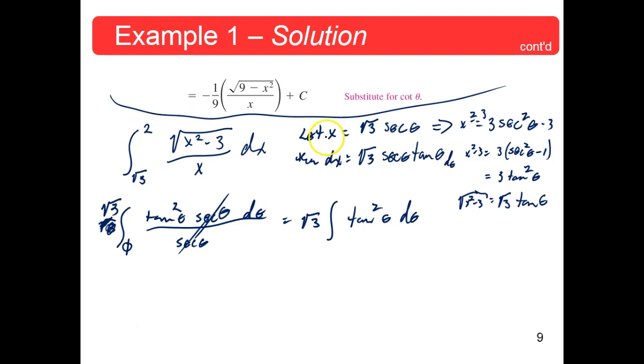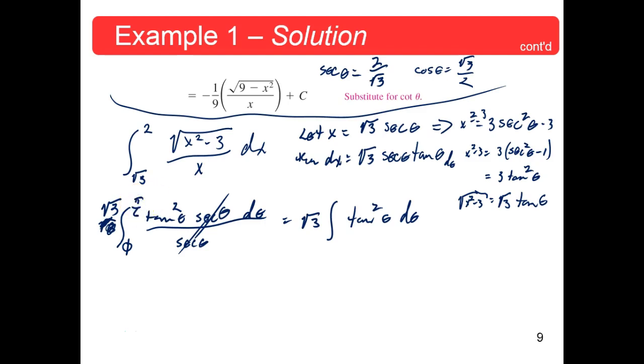When x equals 2, then you have 2 over root 3 is equal to secant theta. I just divided both sides by root 3. What angle would that be for theta? Isn't this the same as saying that cosine theta is equal to root 3 over 2? Because those are reciprocals, right? And what angle theta has a cosine of root 3 over 2? Pi over 6. Yes, absolutely right. So this one up here is pi over 6.